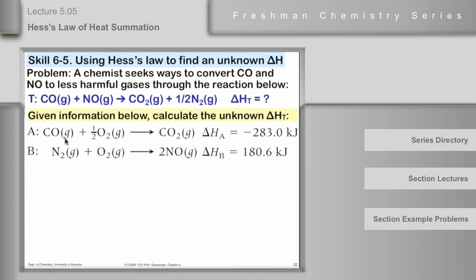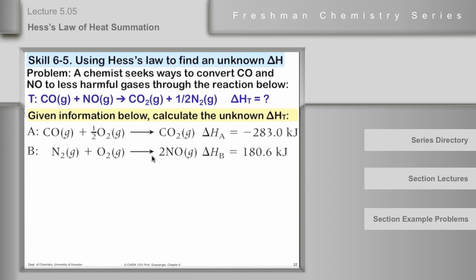And in thinking about this, if you look at A here, A has carbon monoxide as a reactant, and it has carbon dioxide as a product. So I'm thinking we leave A alone. It already looks like it's in pretty good shape for what we want to do. But B, on the other hand, has NO as a product, and we need NO as a reactant. So we're going to have to turn B around to begin with. And then it has too much nitrogen monoxide. So we're going to have to turn B around and divide it by 2.